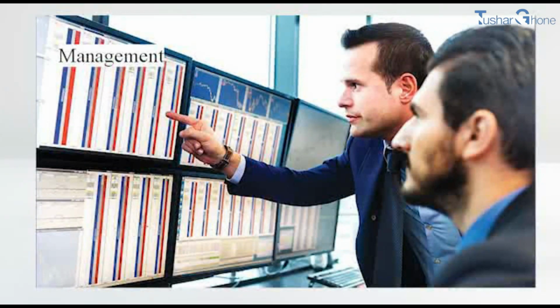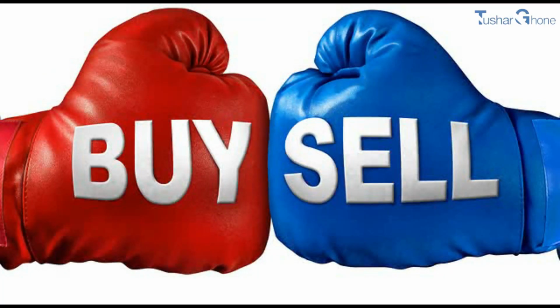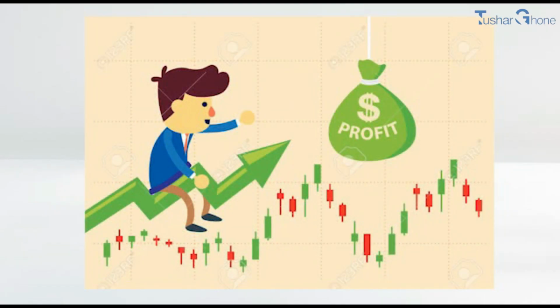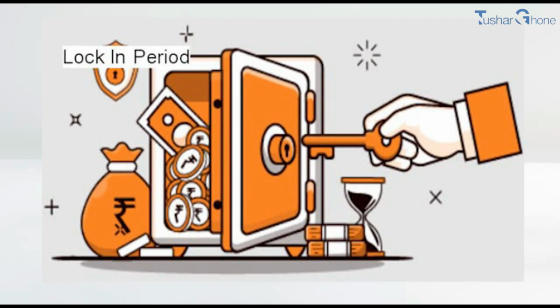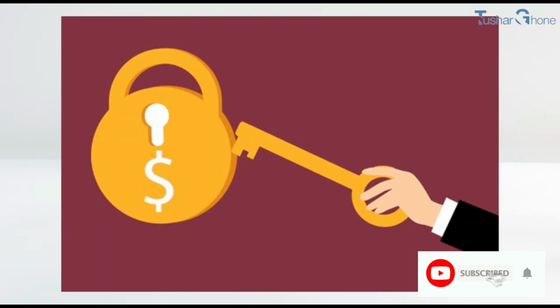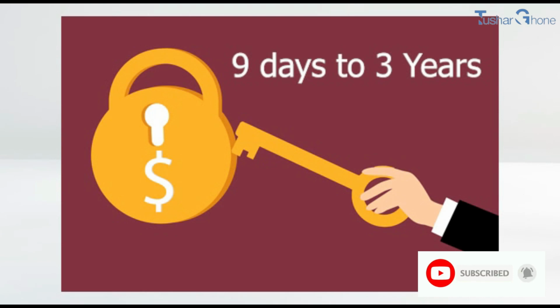Second, management. As mentioned in the previous point, mutual funds are actively managed by the fund managers. They buy and sell assets in order to beat the market and help their investors profit. ETFs, on the other hand, are passively managed instruments. They just simply track an index or a commodity. Third, lock-in period. ETFs do not have a minimum lock-in period and can be sold whenever the investor wishes to. Mutual fund schemes can have 9 days to 3 years of lock-in periods depending on the scheme chosen.